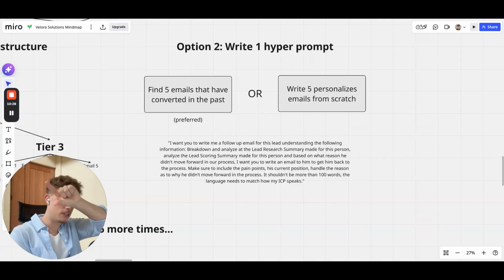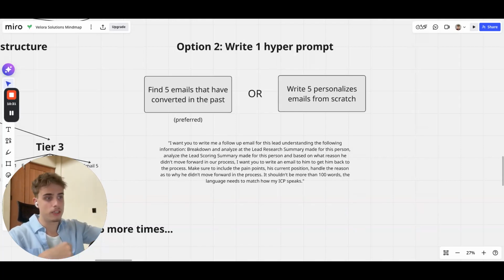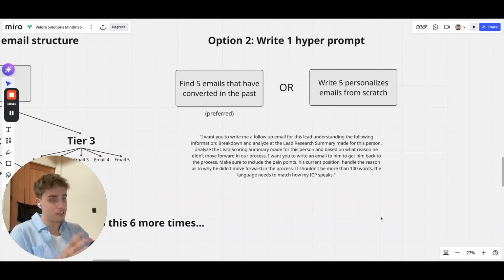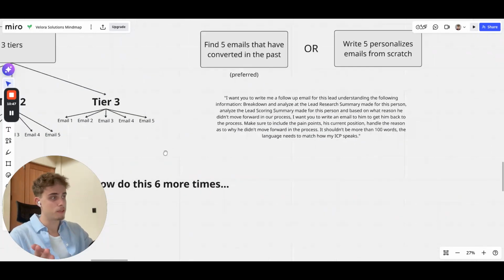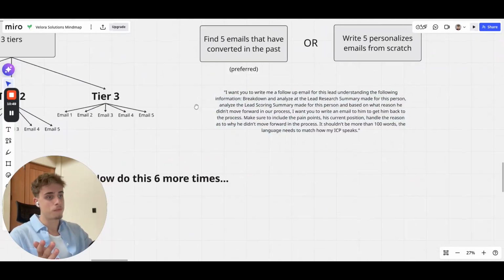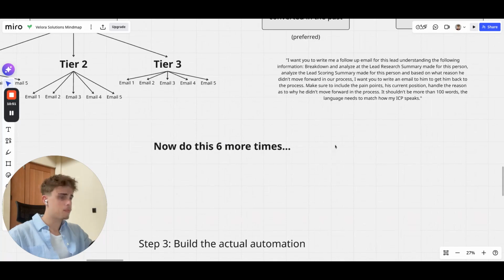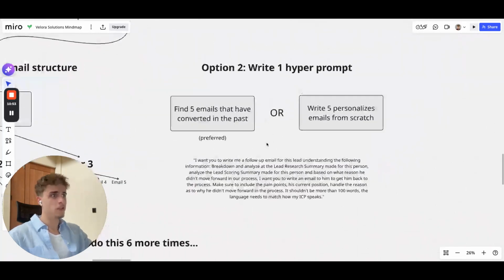I want the first line to be something like this. I want the second line to be around this psychology. I want you to include in the first line this part of the lead research summary. You need to make sure that this is a very, very detailed prompt. It's going to take you hours to make this prompt and make it very, very good, but it's going to take you less time than making 60 emails, because then you can just copy and paste this prompt 6 more times, pretty much. So that's what I would recommend, just prompting.